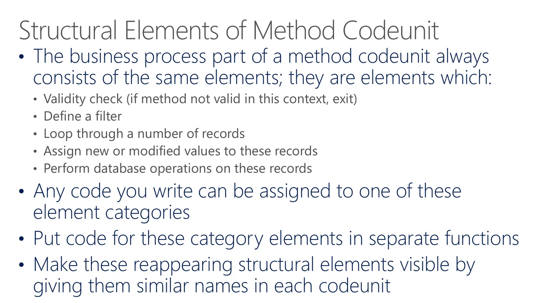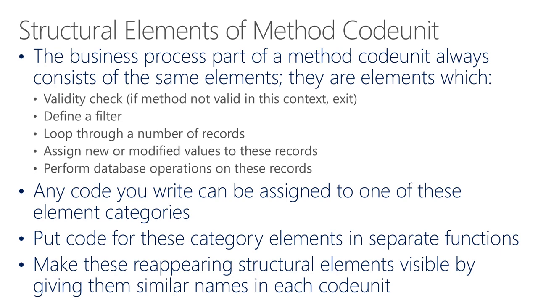In the light of the fact that one function should only ever be designed to accomplish one task, it is advisable to put all of the code for these elements into separate functions. Have one local function that defines a filter, another local function that loops through the filter, one function that assigns values to a record, and another function that performs the database operations.